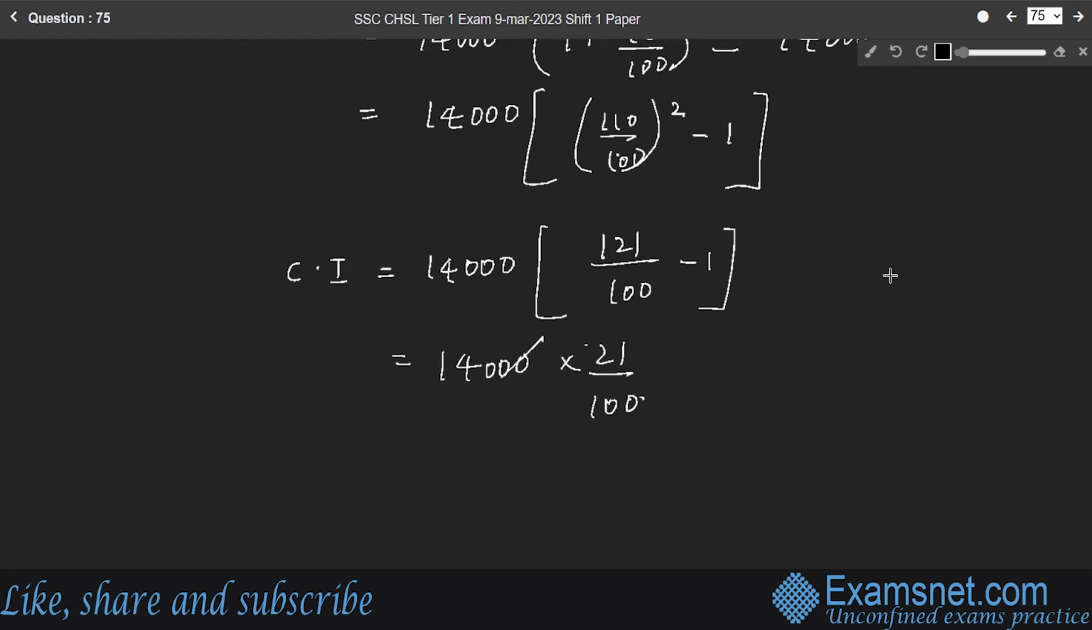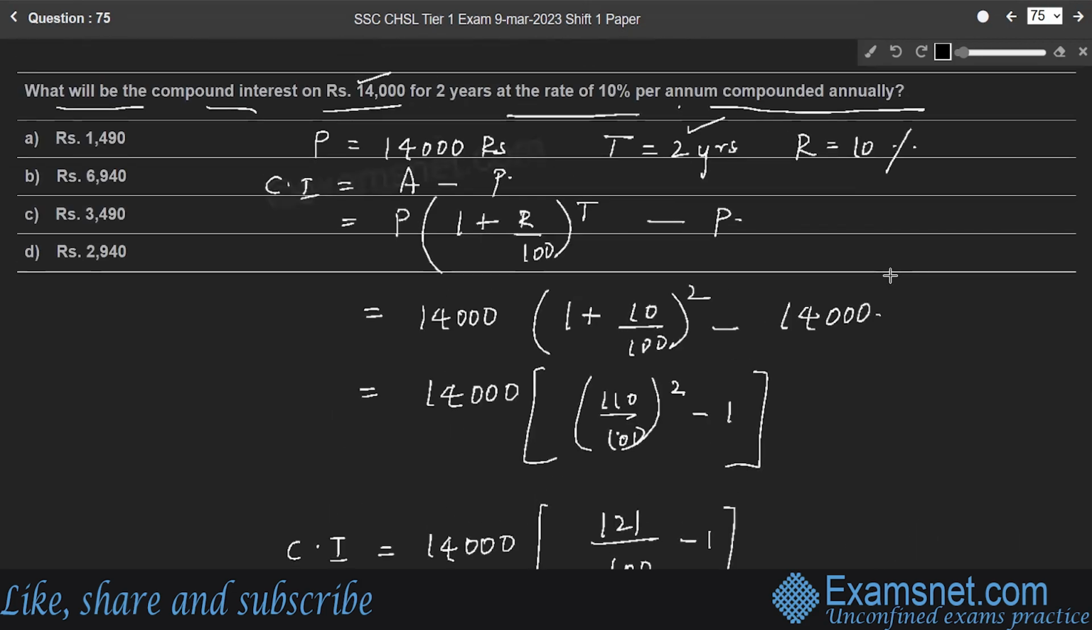Right? So we can cancel 2 zeros. So it becomes 140 into 21, so 2,940 rupees is the compound interest. Right? So 2940, option D is the right answer.